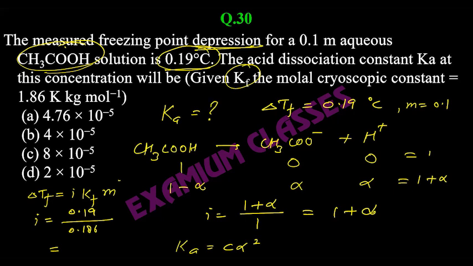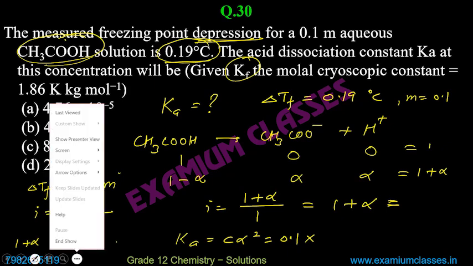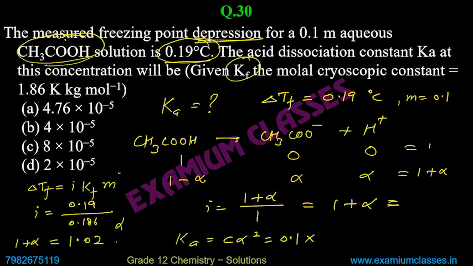So from here, it will be approximately 1.02. This is slightly less than 0.19. So 1 plus alpha you will equate to I. So alpha from here you will get as 0.02. Substitute those values and you will get it as 4 into 10 to the power minus 5. So B will be the correct answer.